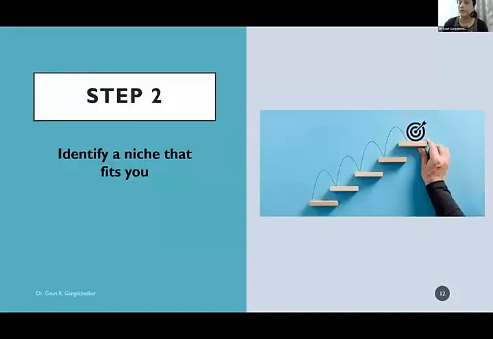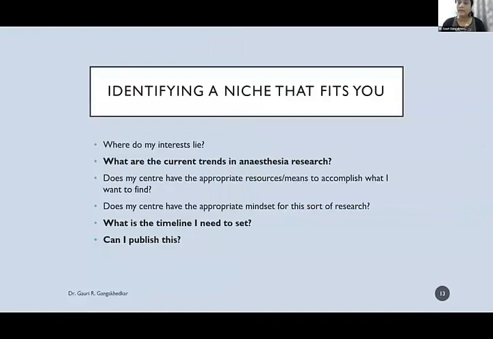Step 2, you find a niche that fits you. Now, when I said that I want to do a thesis about, let's assume for my sake, patient safety issues, I identify this. But what I want to do in patient safety is the second question I need to ask myself. So how do I find this niche that fits me? I look at where my interest lies. Like I said, I have already decided I want to do patient safety. Then I look at what the current trends in anesthesia research are like.